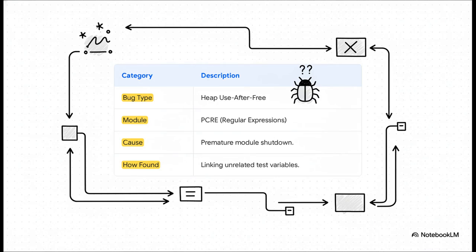Let's break down another quick example. FlowFusion found this really critical error in the part of PHP that handles regular expressions. It happened because a module was shutting down before an object that needed it was finished. Now, the only reason it was found was because FlowFusion took a variable from a regex test and randomly connected it to a totally unrelated assignment from another test. It's a combination a human developer would probably never ever think to try.